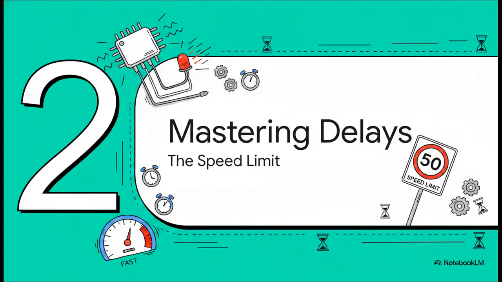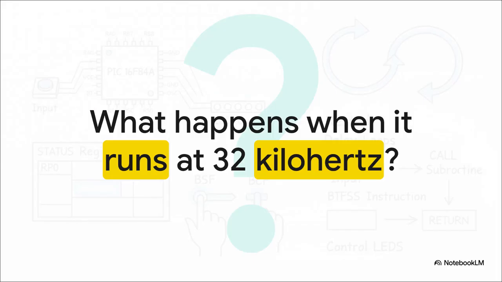Moving on to Section 2, mastering time with delays, the speed limit. So once we get the LED on, we immediately run into a huge issue. Microcontrollers process commands so incredibly fast that if we turn an LED on and off sequentially, human eyes won't even register the flicker. We need artificial speed limits. Which brings up a critical question. What happens when our microcontroller is driven by a 32 kHz crystal oscillator?